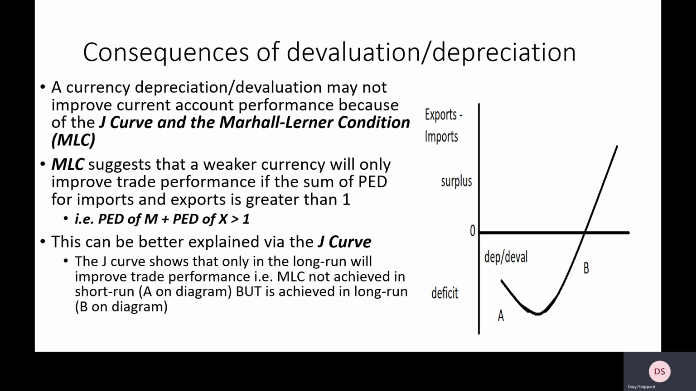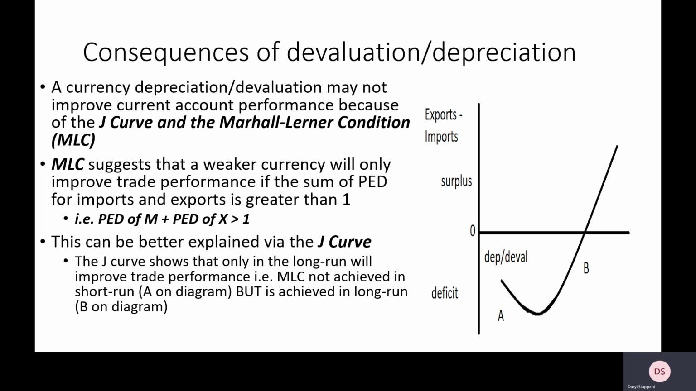Now, on the vertical axis, we've got the trade performance, exports minus imports. What we're looking at now, though, are the value of exports and imports as opposed to the volume of imports and exports. Remember, volume is the number of imports and exports, whereas value would be the volume multiplied by the price. So we're looking at the spending on imports and exports.